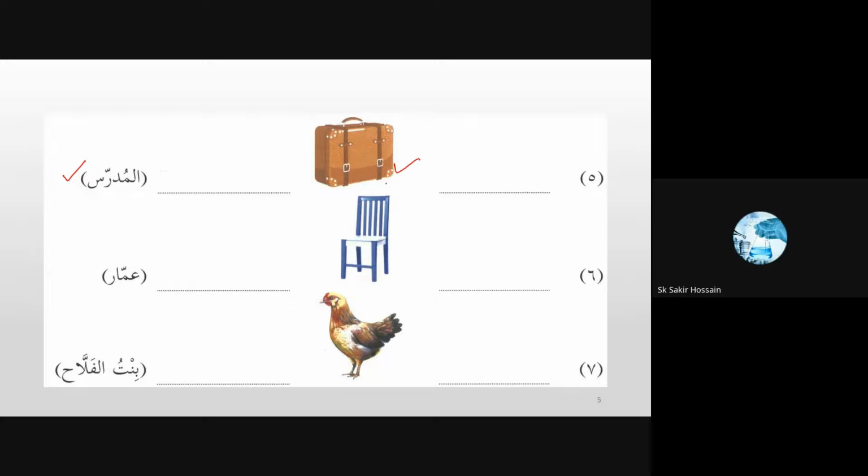هذه الحقيبة للمدرس. للمدرس. هذه الحقيبة للمدرس.